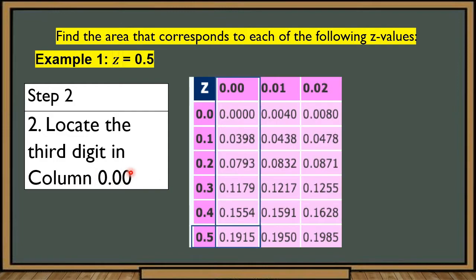So by the way, your z-scores or your z values are divided into 2 parts. So the first 2 digits are located or are placed in rows, and the last digit is found or placed in columns. So andito yung mga last digit natin or yung third digit natin. So here, since our third digit is 0, it is located in column 0.00.